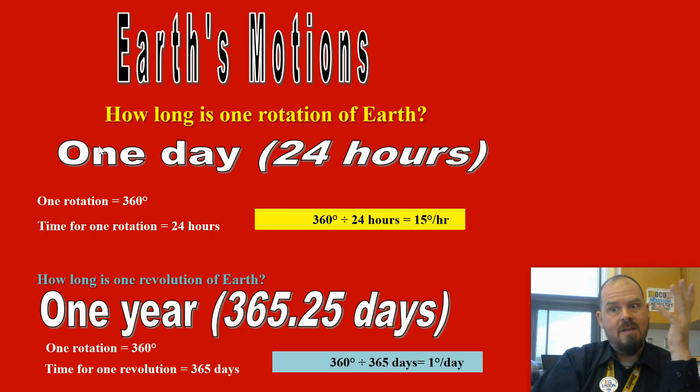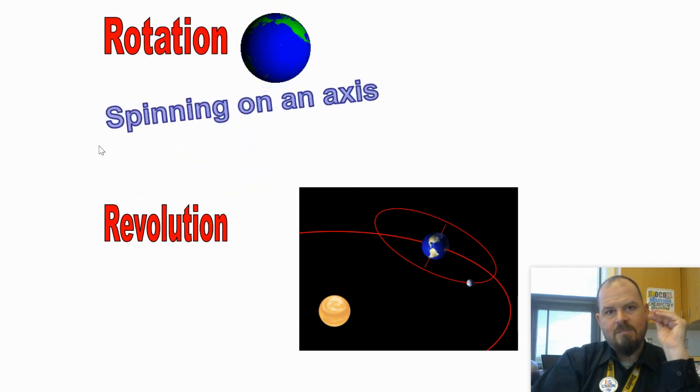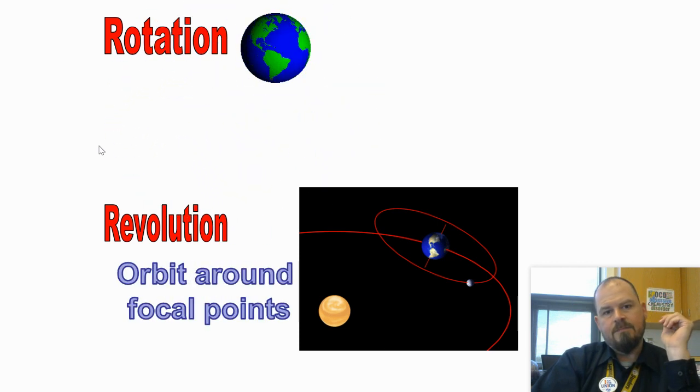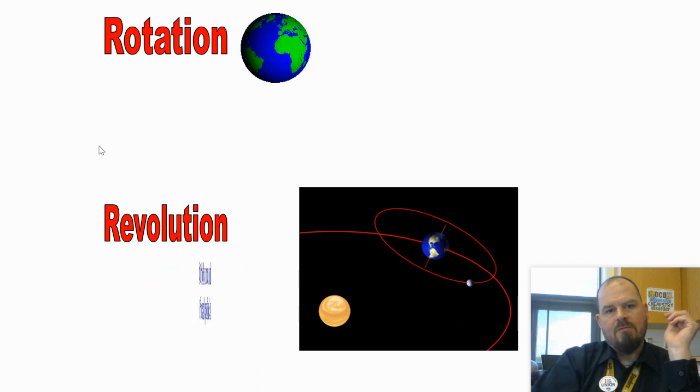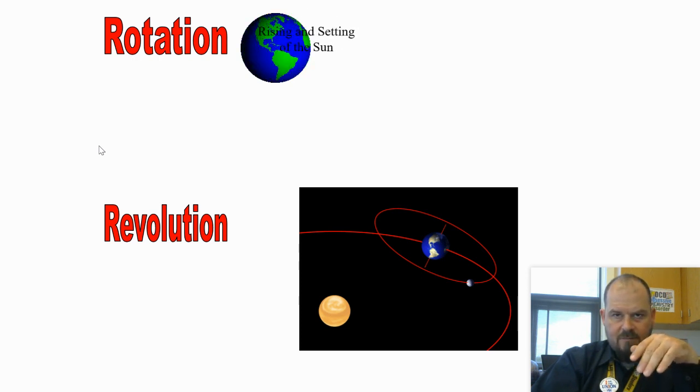Then the evidence. There's going to be a lot of videos that are going to play in here, but rotation, spinning on its axis, of course, looks like that. Revolution around focal points. We already learned all this. But here are some of the evidence. We're going to have a few different things to write for each of these.